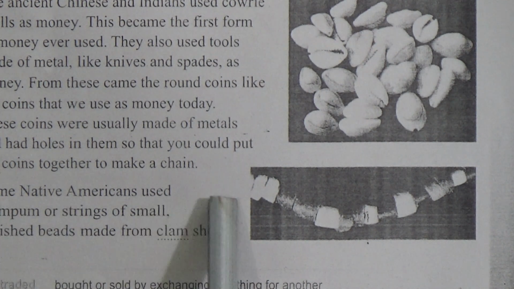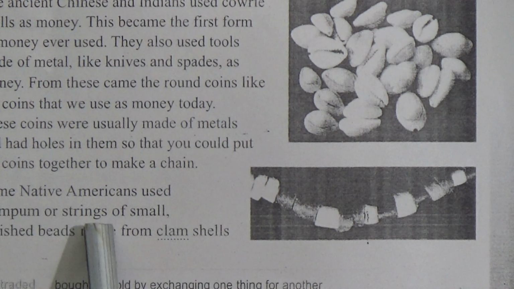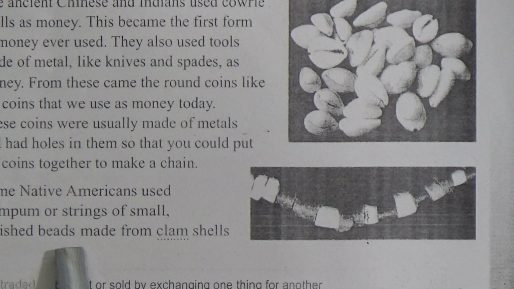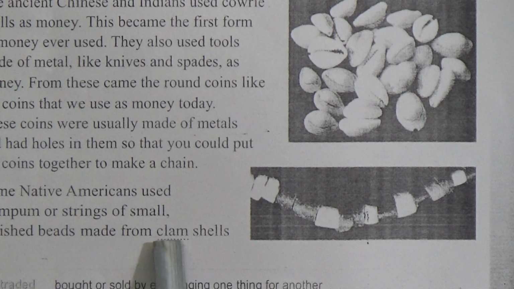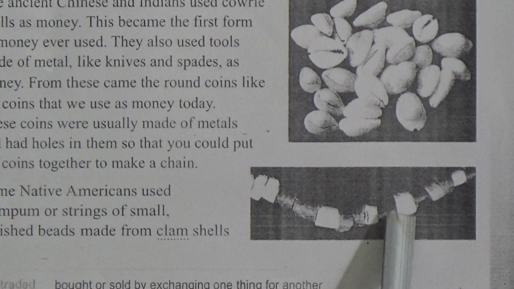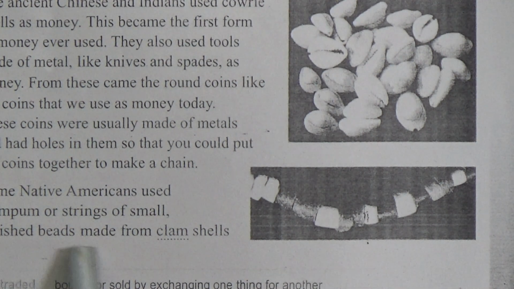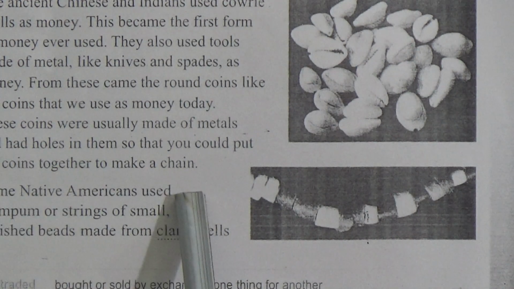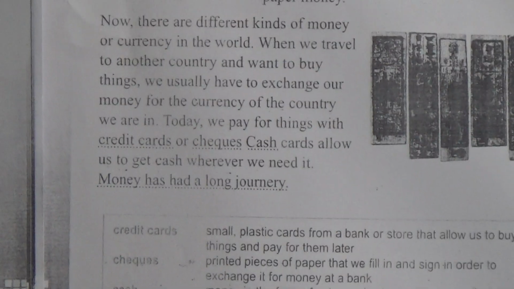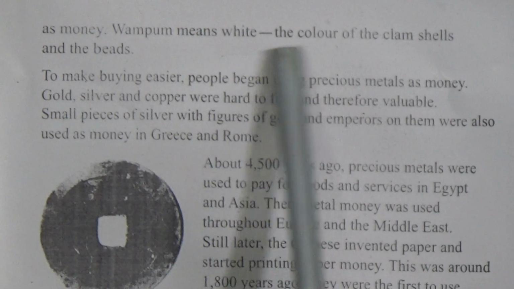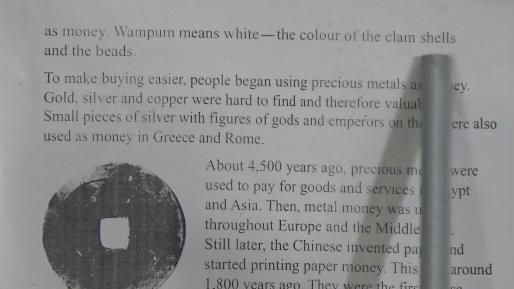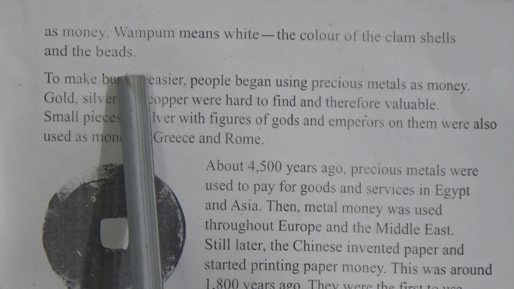Some Native Americans used wampum, or strings of small polished beads made from clam shells. These beads made from clam shells were used as money by some Native Americans. Wampum means white, the color of the clam shells and the beads.